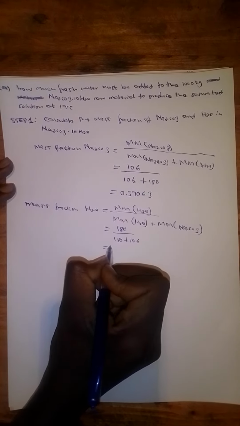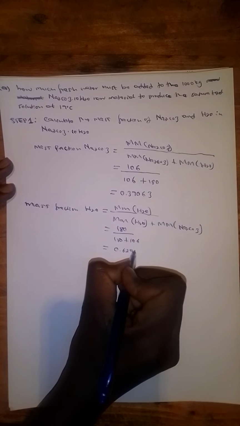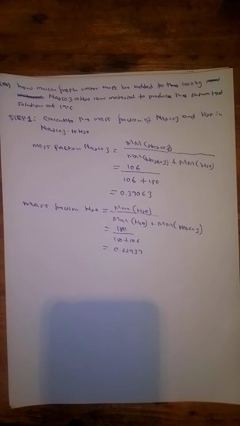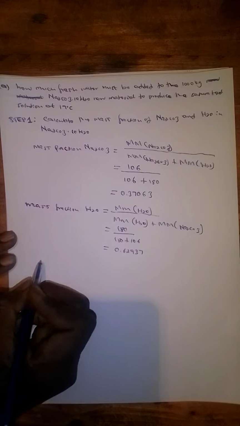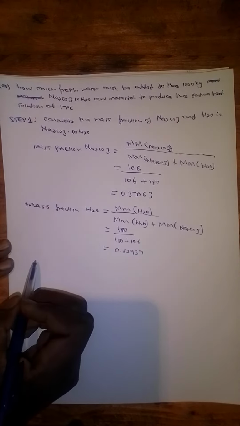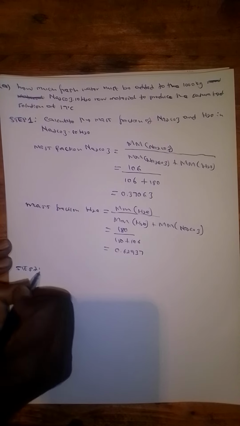Now if you use your calculator, it gives you 0.62937. Now this is actually our step 1. So with this, we are done with our step 1. We've managed to calculate the mass fractions of Na2CO3 and H2O in this compound, Na2CO3·10H2O. Now we go to our step 2.